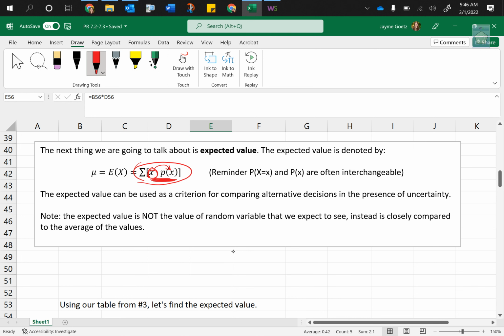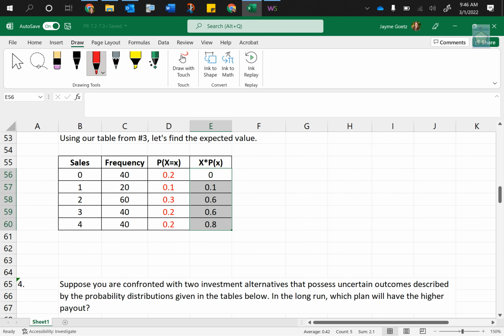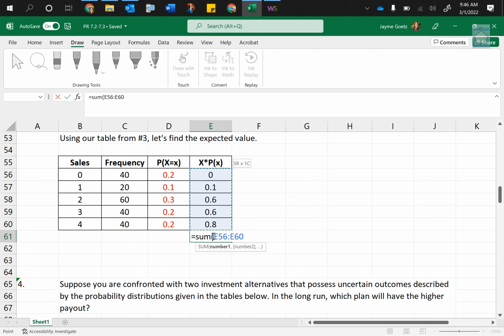Now what we need to do is find the sum of all of those. So I'm just going to come down here and type in equals sum, and I want to add all of those together. Those should not equal 1. They can, it can happen, but it doesn't have to. This is not the probability. This is the value times the probability. So we should get 2.1 there. That is the sum of each value times the probability.